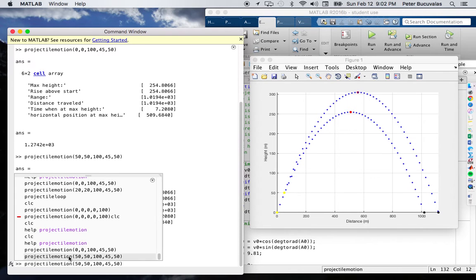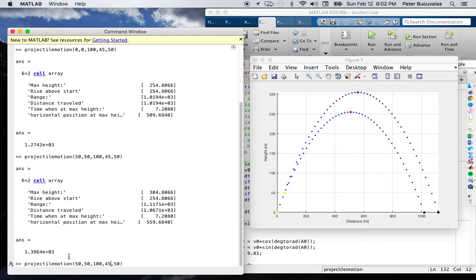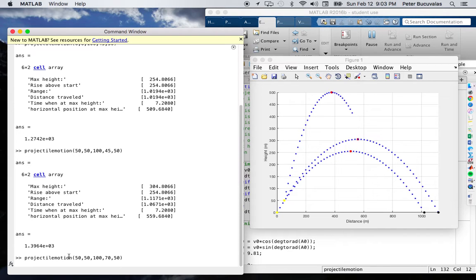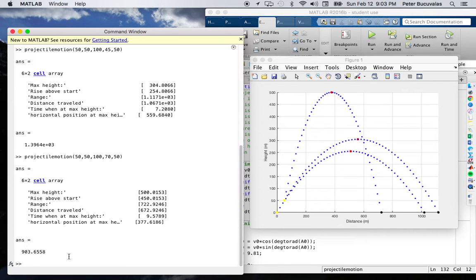So we can go ahead and change some angles on there. Go ahead and run that at a 70-degree angle. And you can clearly see that it is a steeper angle there.